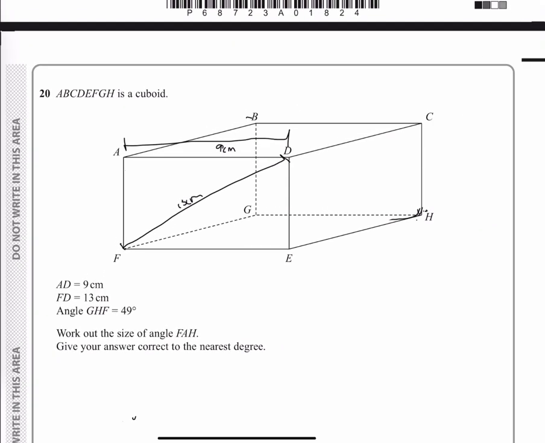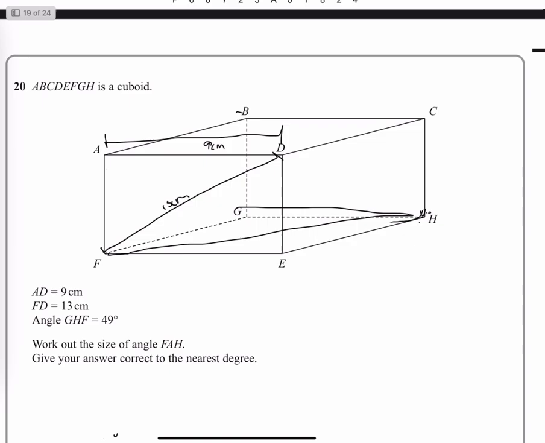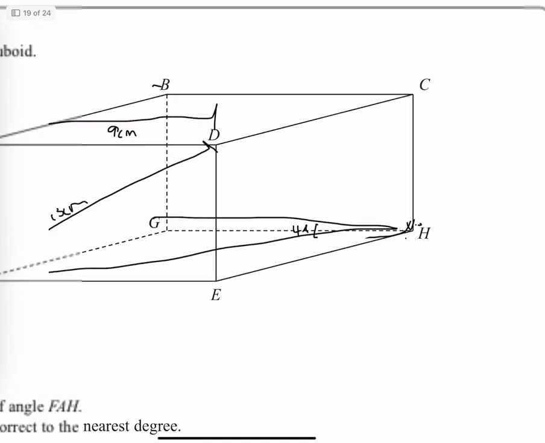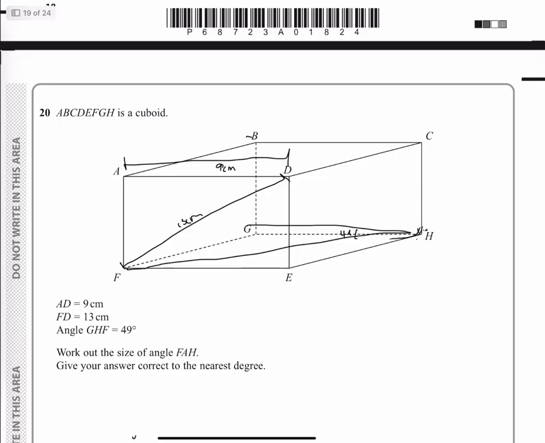And F to H to G is 49 degrees. I've drawn that on, sorry, I've drawn that horribly. Work out the size of F to A to H. Well, there's no real easy way to draw that right now, so we're just going to have to picture that in our head, because I think another line would just confuse us more at this point.